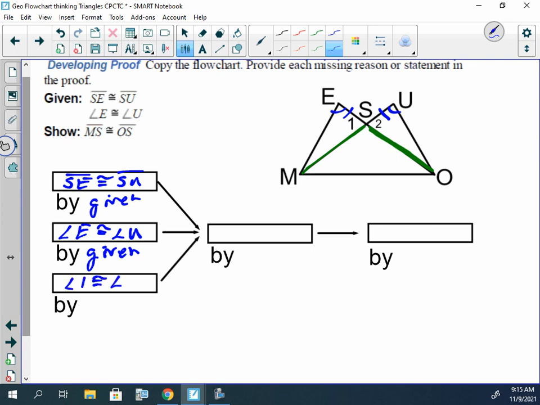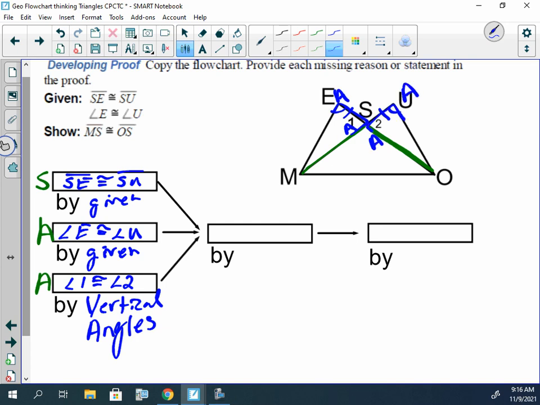Angle 1 would be congruent to angle 2. Now, why can we say that? By vertical angles. So we have a side and two angles. Now, this is not going to be by side angle. What would it be by? Angle, side, angle, because we have an angle, a side, and an angle.